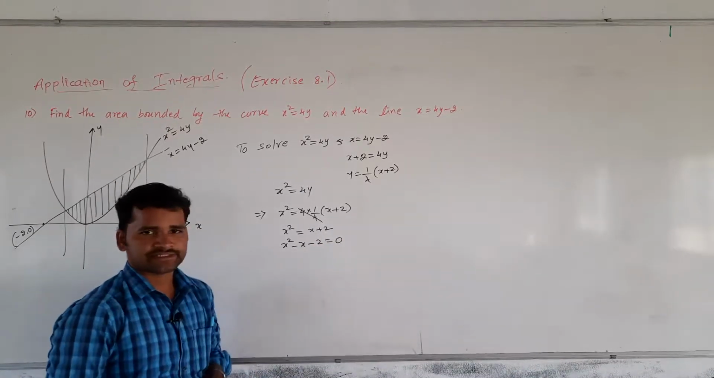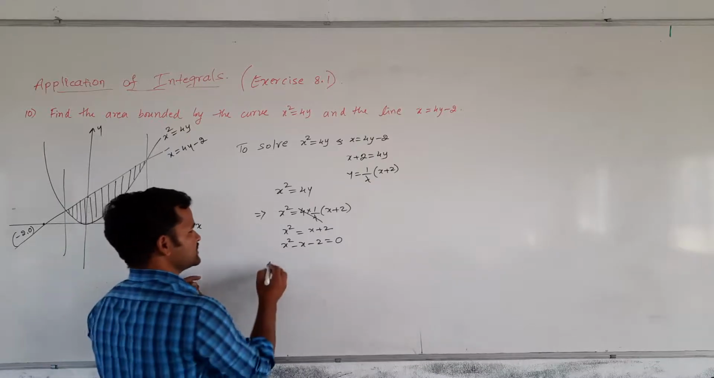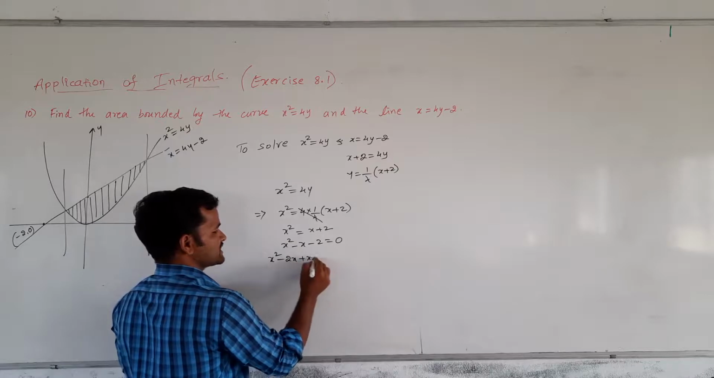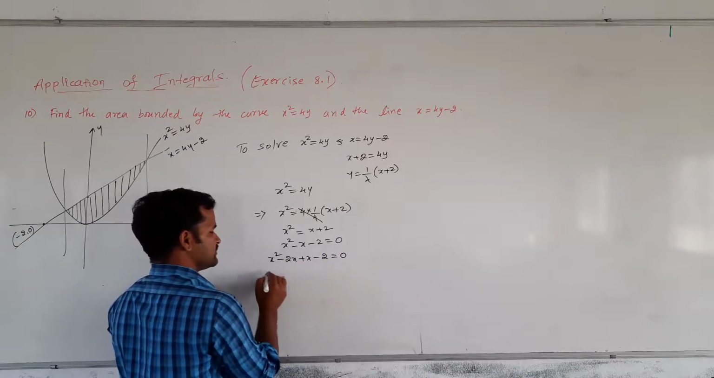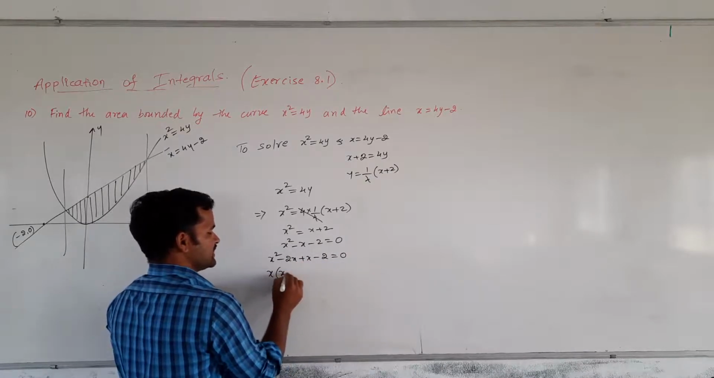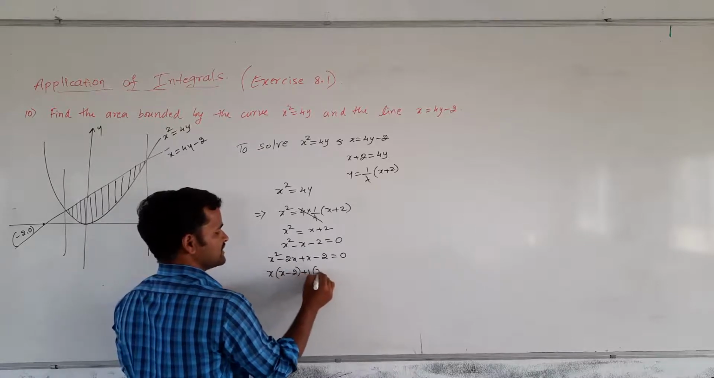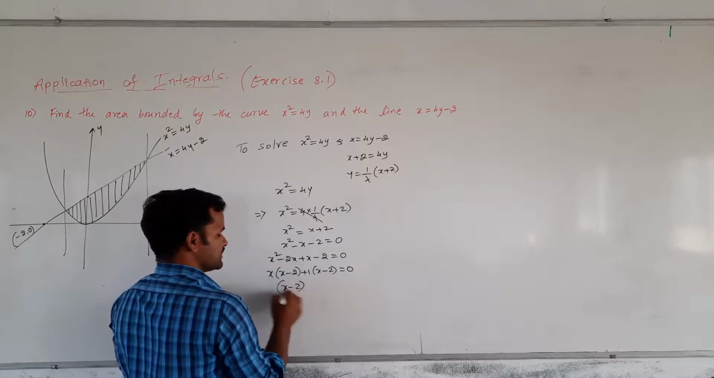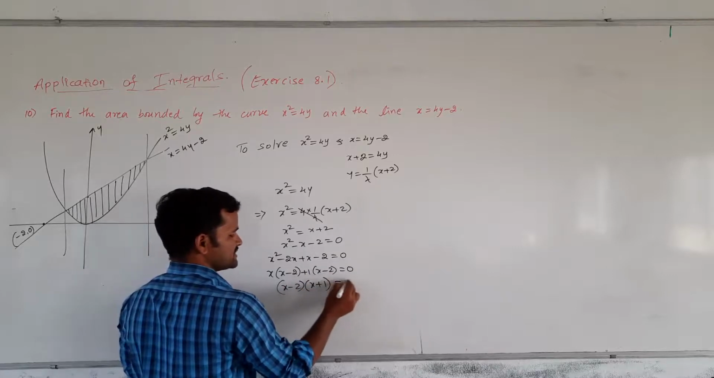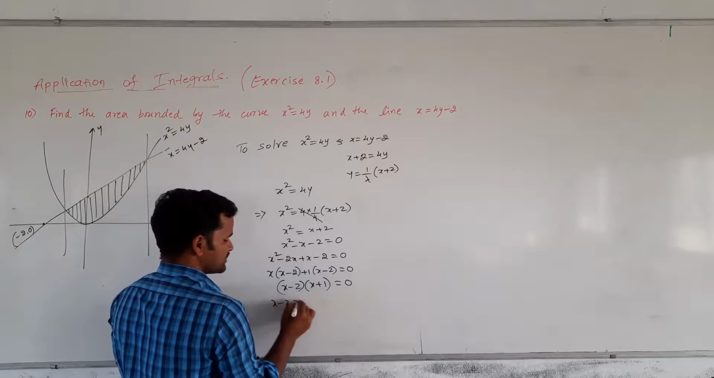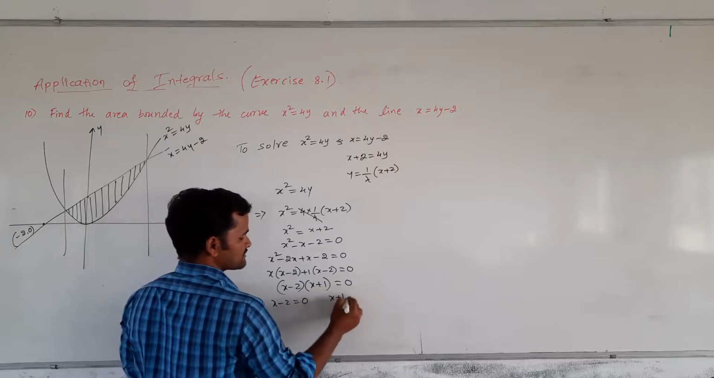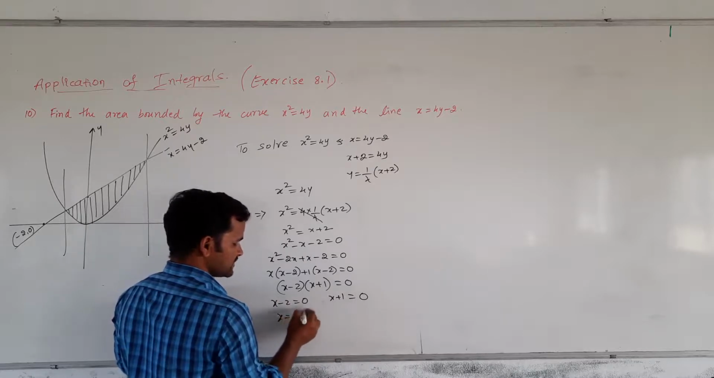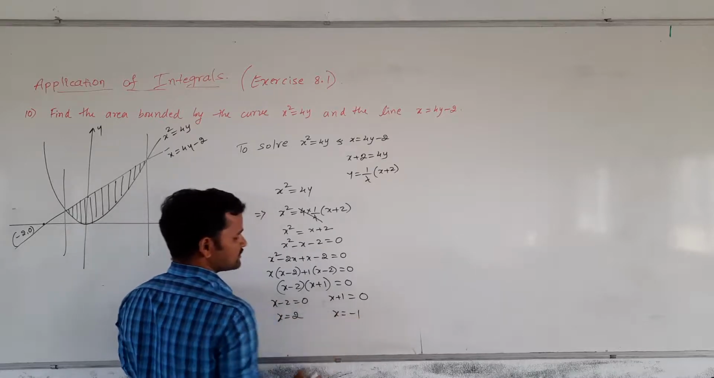This is a quadratic equation. Solve this quadratic equation. It can be taken as x square minus 2x plus x minus 2 is equal to 0. X is common from these two, x into x minus 2 plus 1 into x minus 2 is equal to 0. X minus 2 is common, x minus 2 into x plus 1 is equal to 0. This is x minus 2 equal to 0, one thing, x plus 1 is equal to 0 is another thing. X minus 2 equal to 0 becomes x is equal to 2, this is x is equal to minus 1.